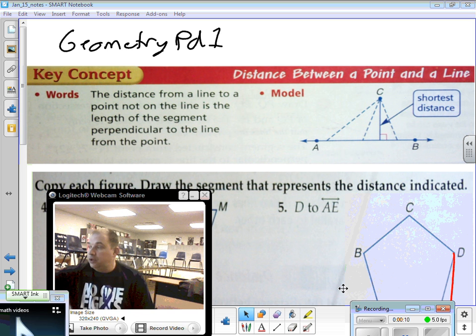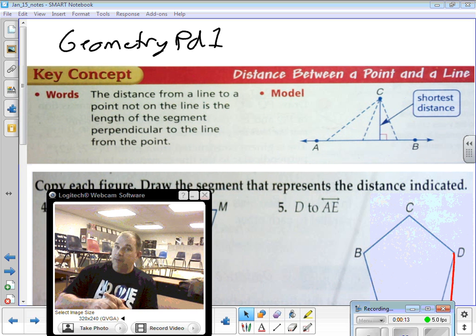Geometry. We want to go through and talk about getting all of this distance between a point and a line taken care of.